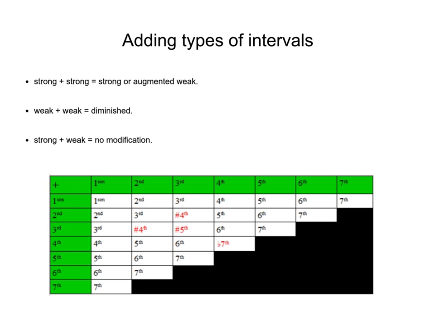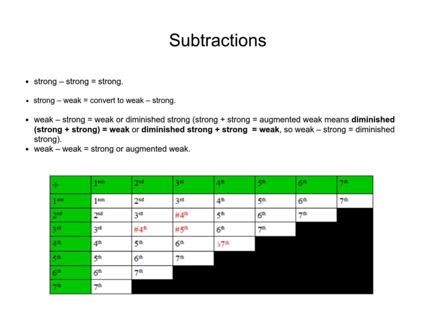Strong plus strong, you see? Strong interval plus strong interval is either a strong interval or an augmented weak interval. Weak plus weak is a diminished interval. And a weak plus strong or strong plus weak, the order doesn't really matter, no change is needed if they're intervals of different type. From these rules you can deduce how to subtract an interval from a longer interval if the longest one is at most a seventh. I wrote them down, but really you don't have to remember these rules.